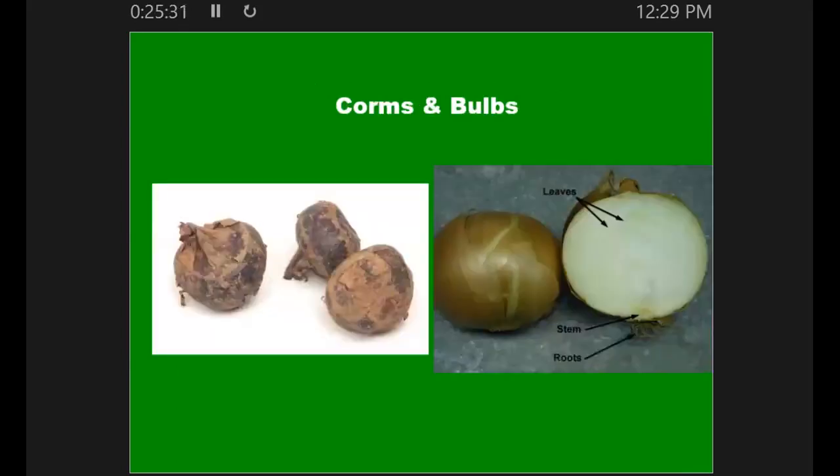Corms and bulbs. Remember that there is a definite difference. When you think about corms, it's a lot of stem tissue, very little leaf tissue.